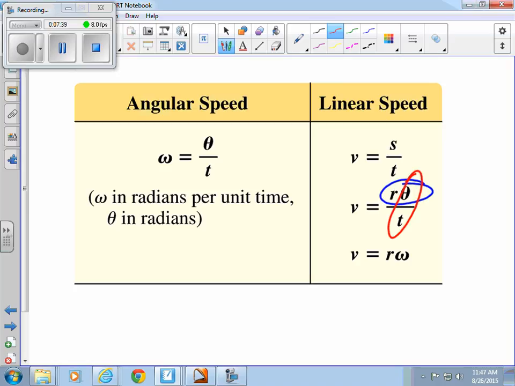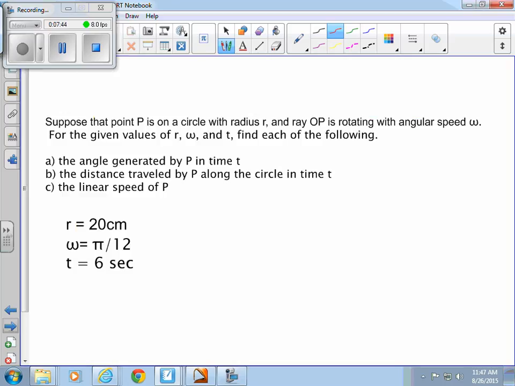But the angular speed is the same. We'll talk about that. So it has applications. For today, we're just going to work through some problems, see if we can figure out linear and angular speed problems. So, suppose that P is on a circle with radius r, and ray OP is rotating with an angular speed of omega. For the given values of r, omega, and t, find the following.